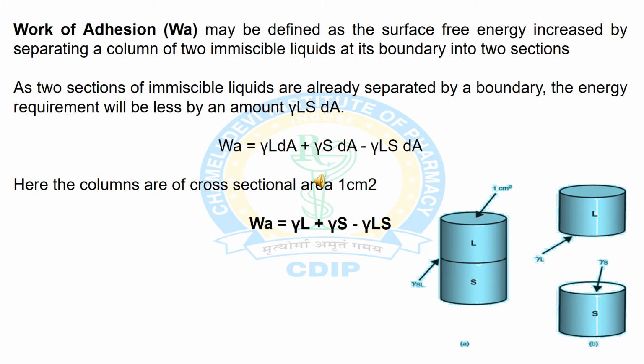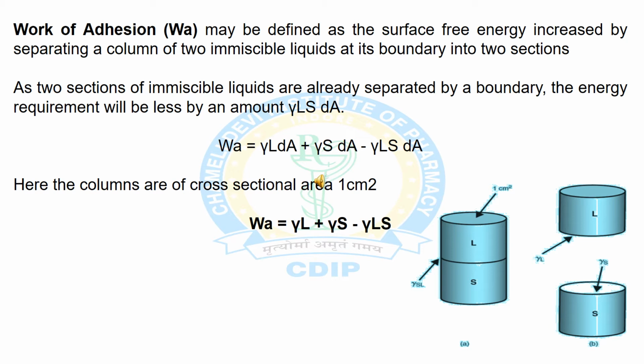Now, the work of adhesion can be defined as the surface free energy increased by separating a column of liquids that are immiscible with each other into two sections. As two sections of the immiscible liquids are already separated by a common layer or boundary, the energy requirement will be less by an amount of gamma LS into dA. The work of adhesion can be written as WA equals gamma L into dA plus gamma S into dA minus gamma LS into dA.